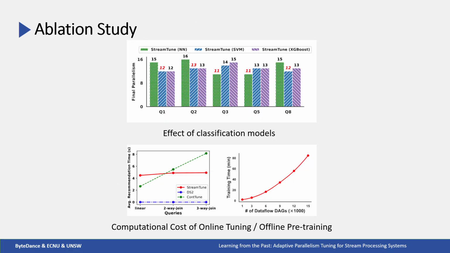We also compared the performance of the fine-tuning model. Because SVM and XGBoost meet the monotonic constraint, the recommended parallelism is better than that of the neural network. Overall, our experiments show that SVM is slightly better than XGBoost. As shown in the figure, we also analyzed the computational overhead of the online tuning and offline pre-training phases.